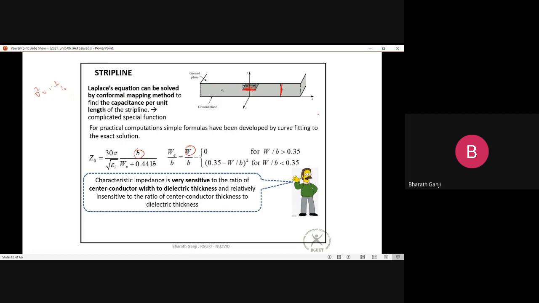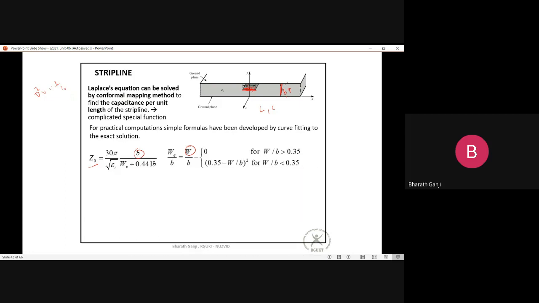And the B is the distance between the top and the bottom plate. If you are increasing or decreasing it, the capacitive properties will change. That can change the capacitance per unit length. So by changing width and this height, you can actually change the inductance and capacitance per unit length properties. That in turn changes the characteristic impedance properties. So this is about strip line.